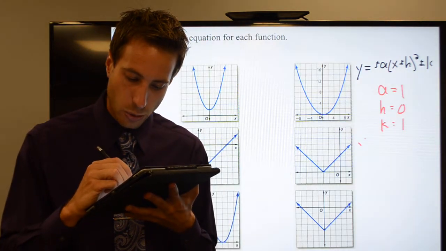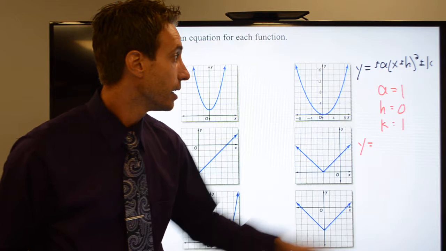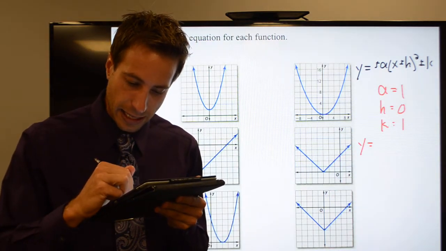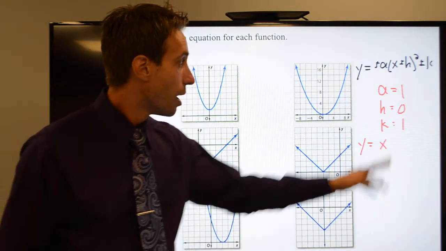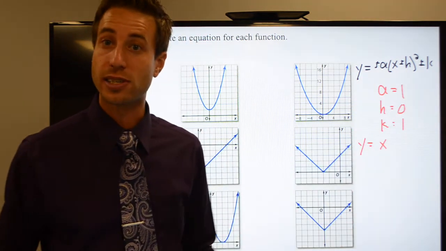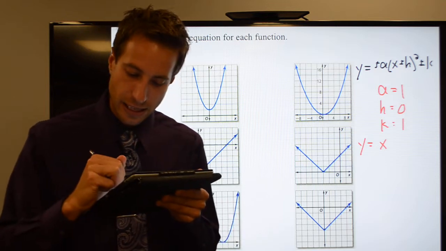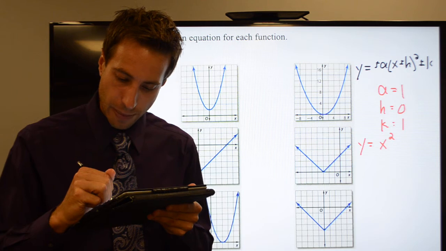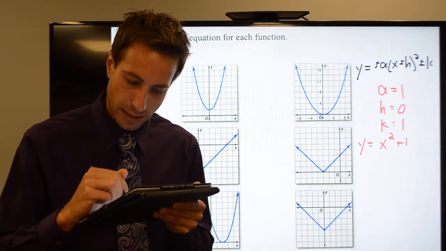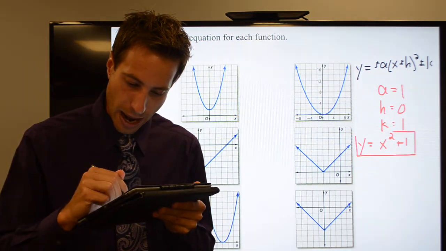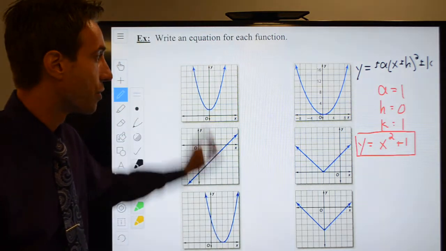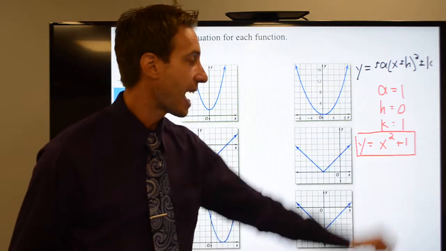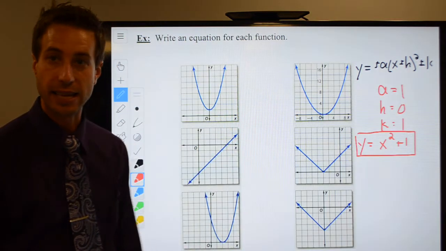So I have y equals a is 1. I don't need to write it. It is implied. So then I'm going to have an x. Now, x plus 0 is just an x. So I don't have to write anything. It's just going to be an x squared. And then I do have a k of 1. So I'll have a plus 1 tacked on to the end. And there we go. I have now written the equation for this graph. A is 1. H is 0. K is 1. And you would get that guy.